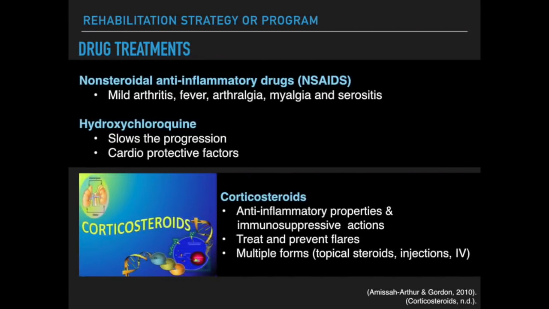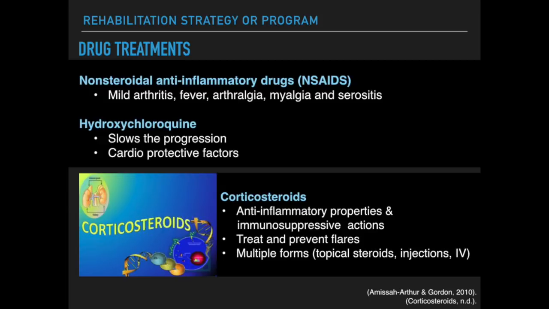Rehabilitation strategy. Through the use of corticosteroids, immunosuppressive therapy, and early detection of disease, the survival rates in patients who are diagnosed with SLE have significantly increased. Drug treatments include nonsteroidal anti-inflammatory drugs, used for patients with SLE who have mild arthritis, fever, arthralgia, myalgia, and serositis.